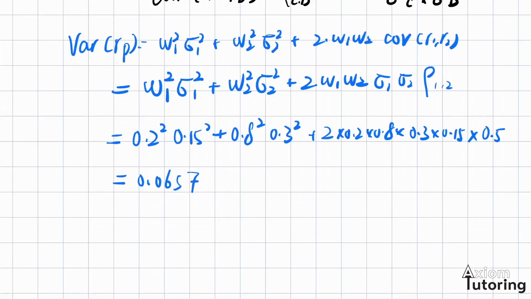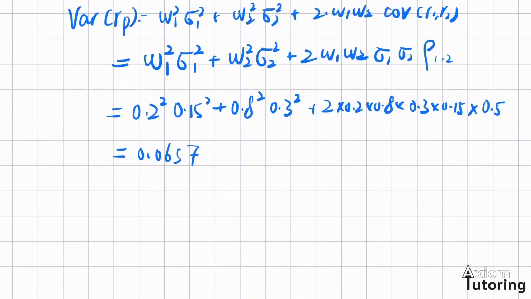Then you should get 0.0657 as the variance here, and simply taking the square root, you would have the risk, or the standard deviation, for the portfolio. So sigma p here is the square root of 0.0657, which should give you roughly 0.256, or 25.6%, as the portfolio risk.